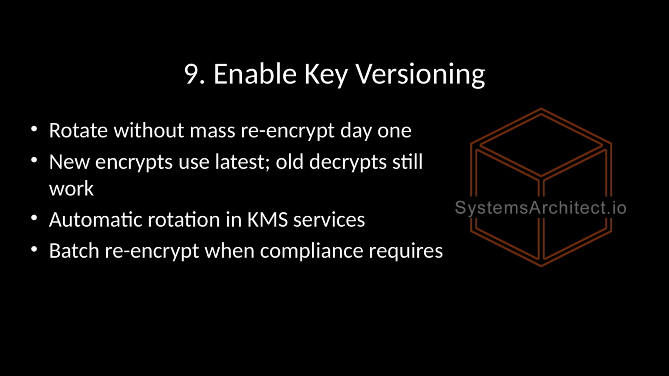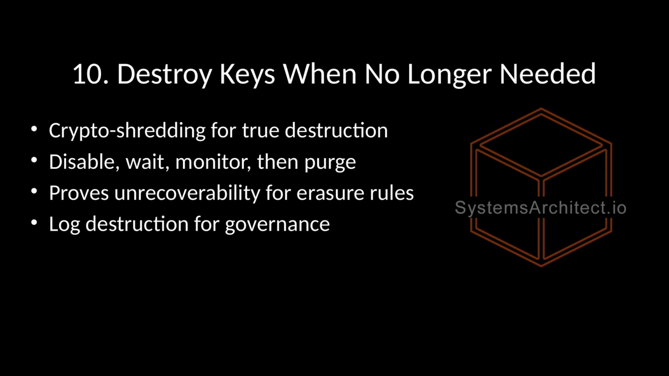Ninth, enable key versioning. Rotation without versioning forces mass re-encrypt of historical data. With versions, new writes use the latest key and old ciphertext still decrypts. Turn on automatic annual or policy-based rotation in KMS, Key Vault, and Cloud KMS so apps keep the same key ID or alias. Alert if too many active versions pile up, which can mean old data never re-encrypted. Batch re-encrypt when compliance demands it.